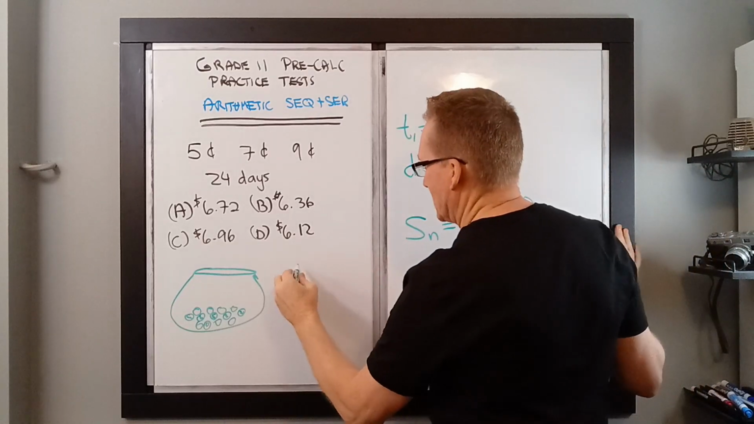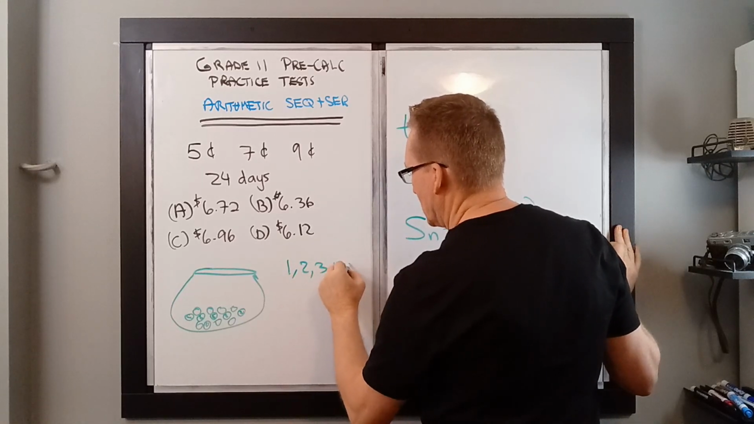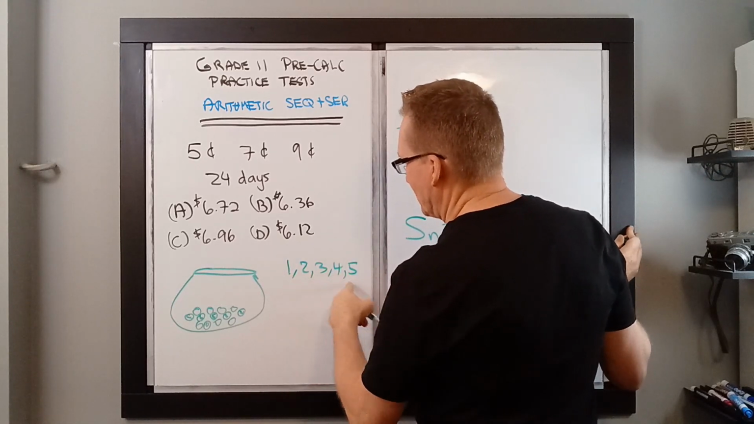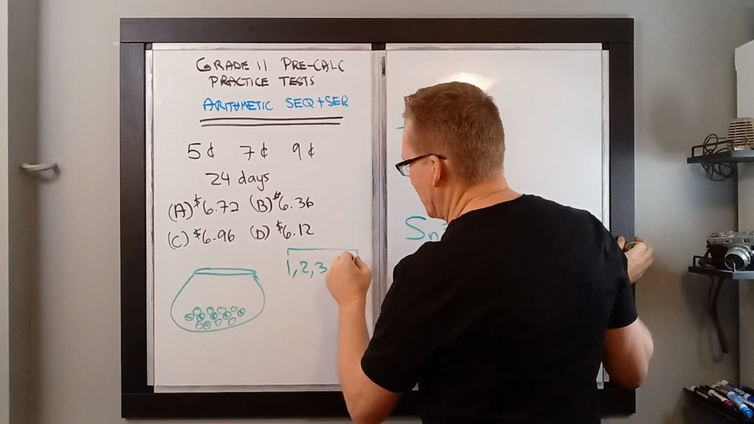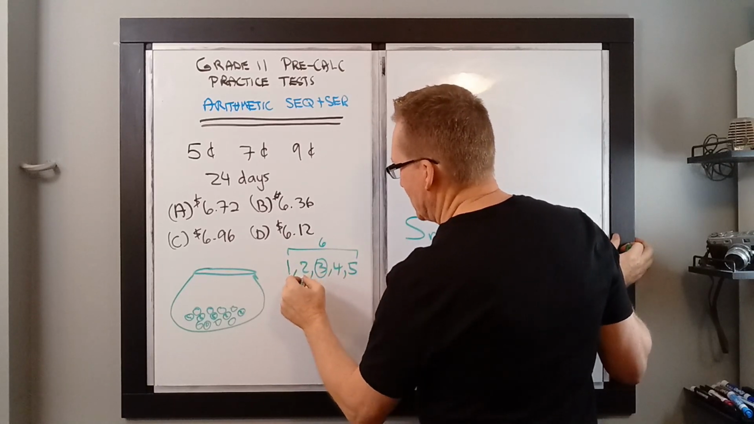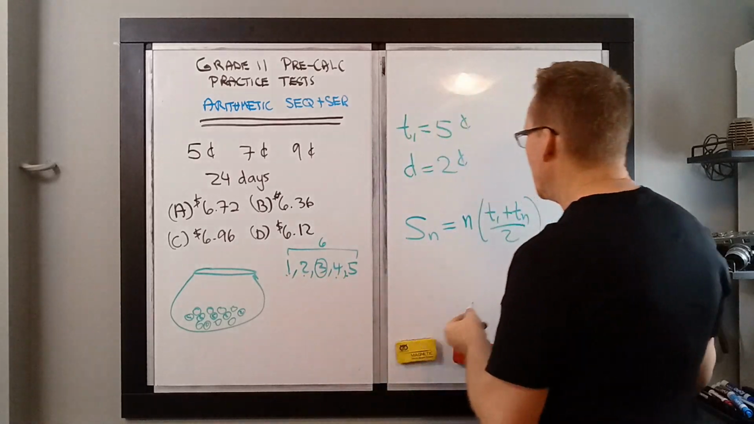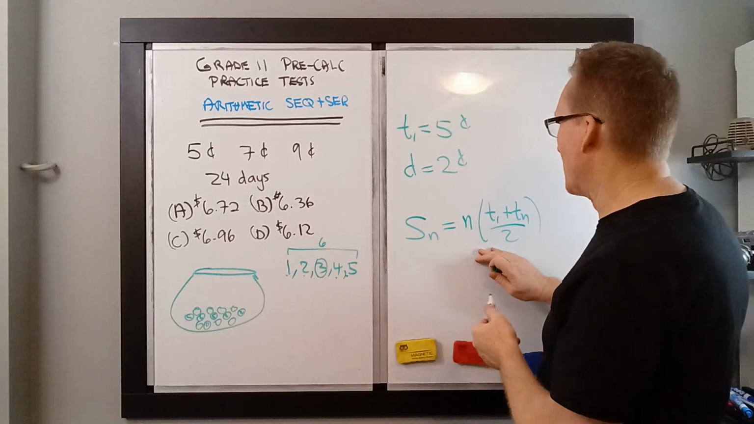For example, let's say you have 1, 2, 3, 4, 5. Here we have 5 days. If you add up the first and the last, you're going to get 6. Half of that is 3. So these two average out to 3, these two average out to 3, and this averages out to 3. So it's a way of actually creating the sum really easily.